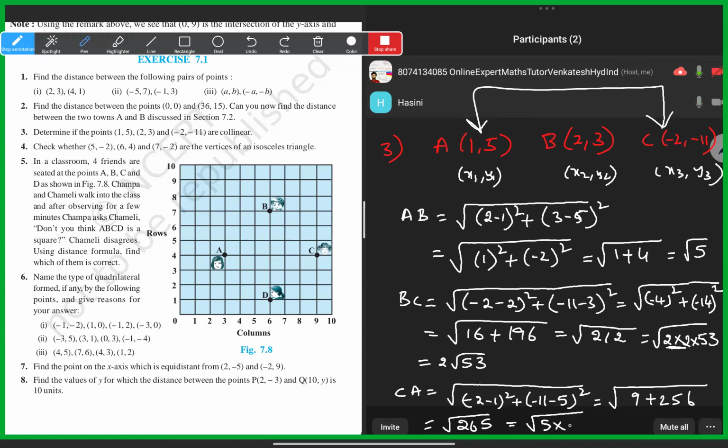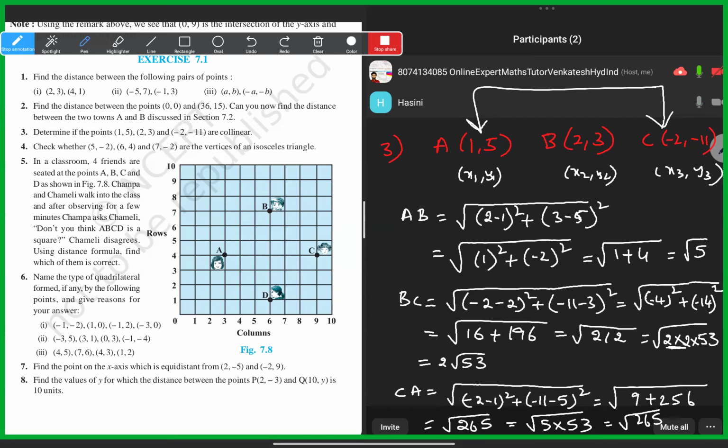So none of them is paired. Because 265 prime factorization, if you try to do it, Hasni, 5 into 53, you get both 5 and 53 are prime. So you will get it as 5 into 53 only, and means we can write it as root 265 only. Okay, sir.